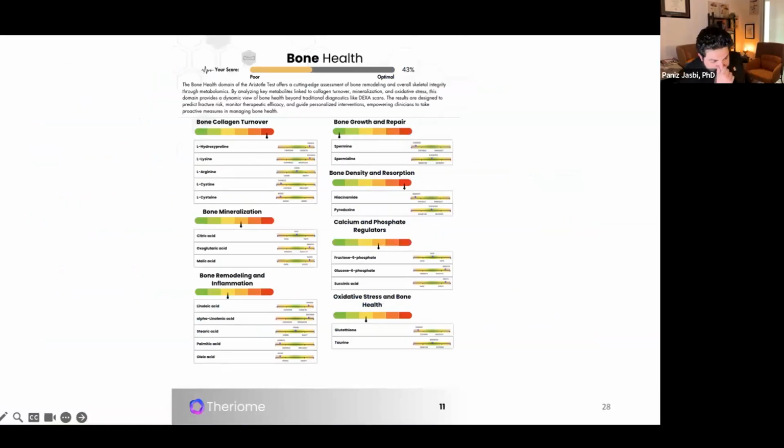This is what the report page will look like. As you know, we have gone away from the purple enrichment plots. These are now numerical number lines that show the low reference average and high reference average, as well as that patient's levels. And then we have talked about these 7 domains that underscore bone health, and this is how it will be represented: bone collagen turnover, bone mineralization, bone remodeling and inflammation, bone growth and repair, bone density and resorption, calcium and phosphate regulators, and oxidative stress and bone health.